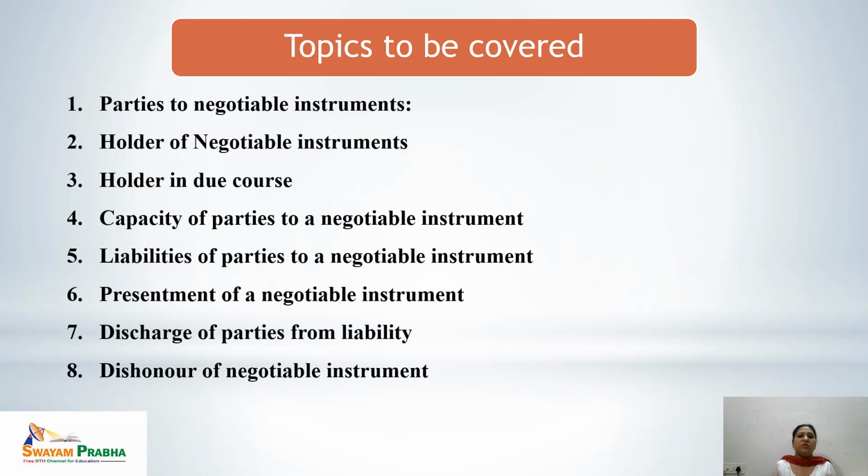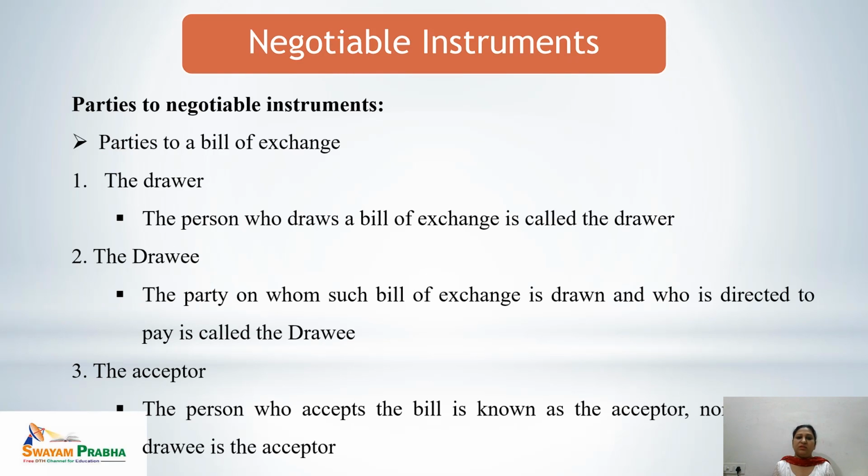Today we are going to discuss the topics regarding parties to a negotiable instrument, holder of negotiable instruments, holder in due course, capacity of parties to a negotiable instrument, liabilities of parties to a negotiable instrument, presentment of a negotiable instrument, discharge of parties from liabilities, and dishonor of negotiable instruments. Let's start and discuss the topics in detail.